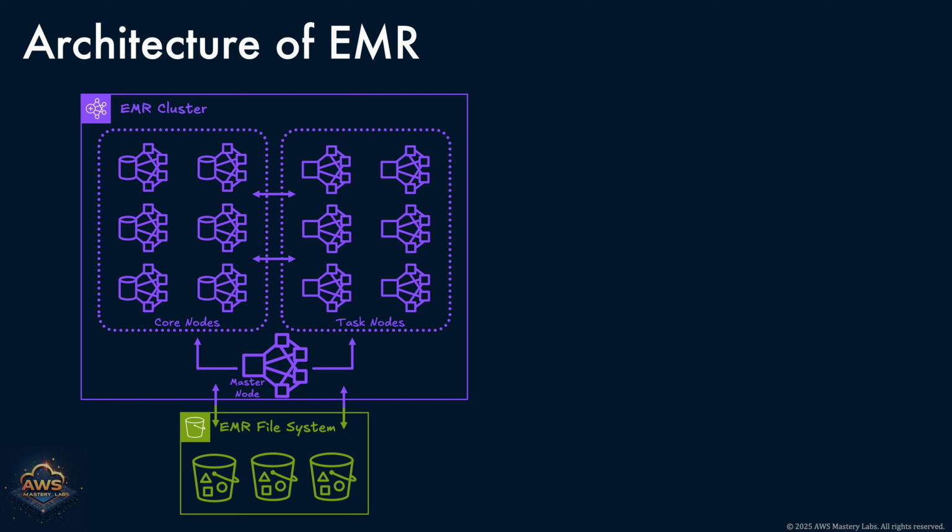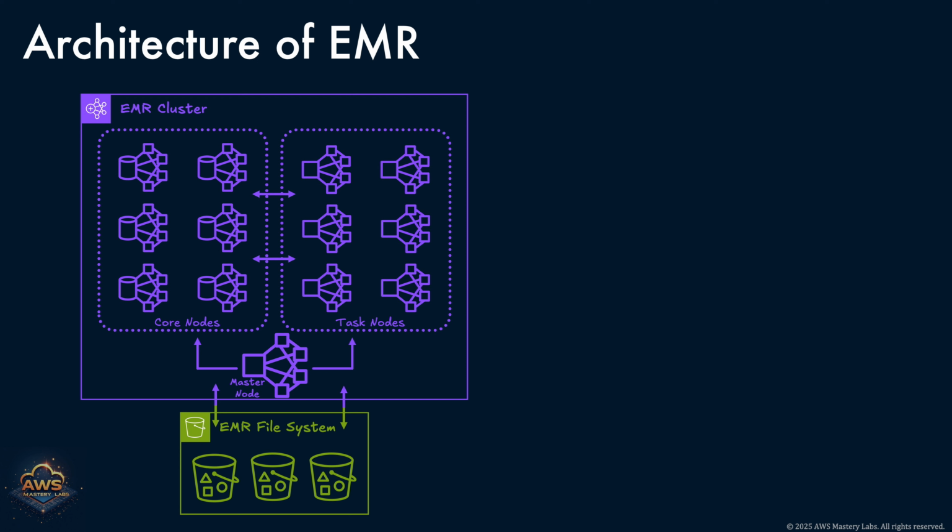Further expanding the cluster's computational capacity are the task nodes. These nodes are optional but highly useful when additional compute power is needed temporarily. Task nodes are focused purely on processing. They don't store data in HDFS. This makes them ideal for scaling out your Spark, Hive, or Presto jobs horizontally without impacting data redundancy or storage. These three node types are interconnected, allowing for distributed parallel processing and high-throughput data computation.